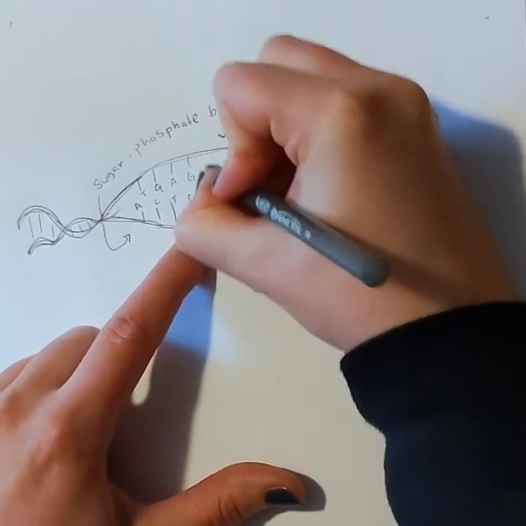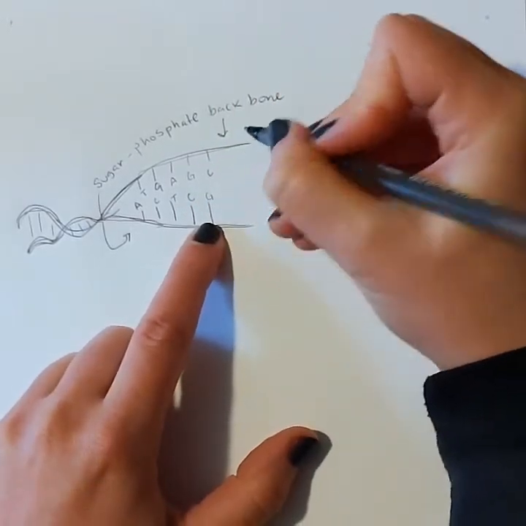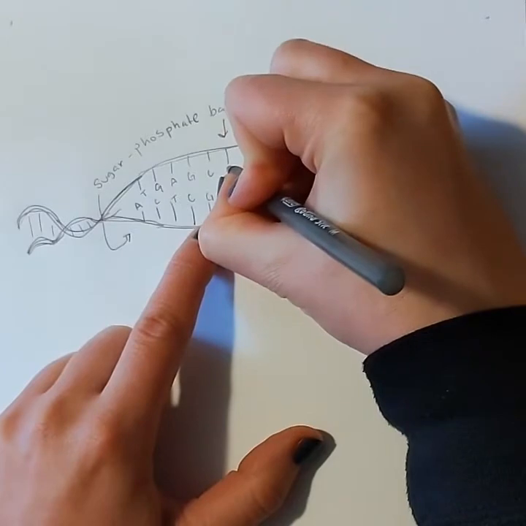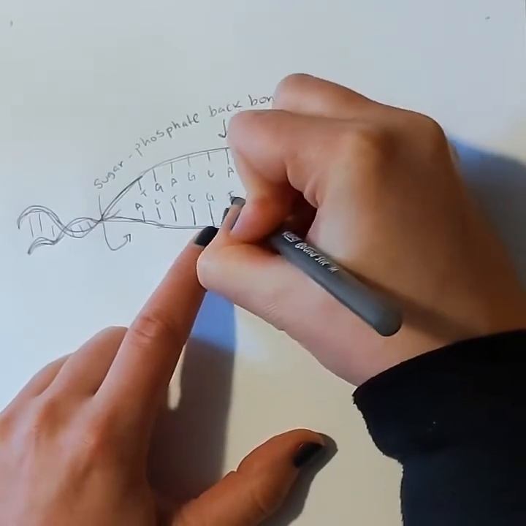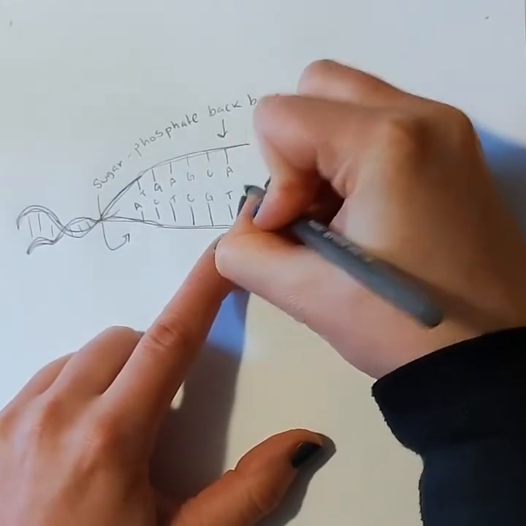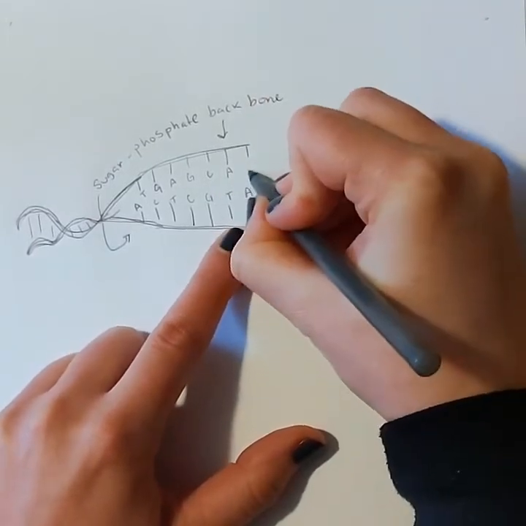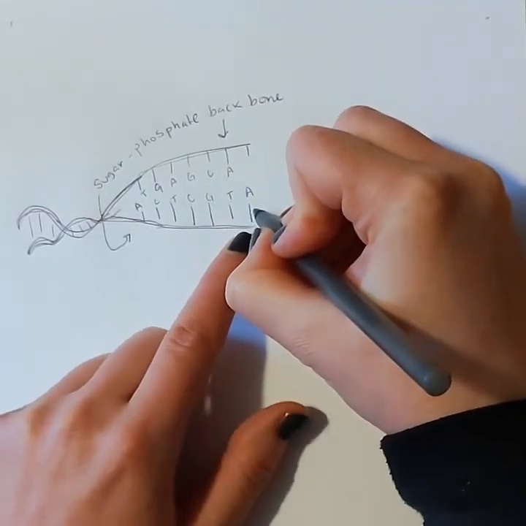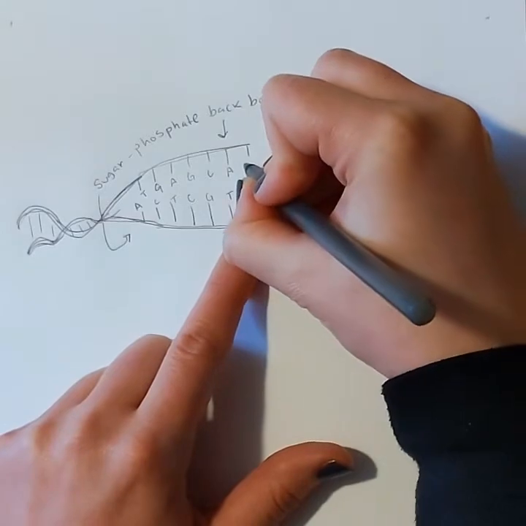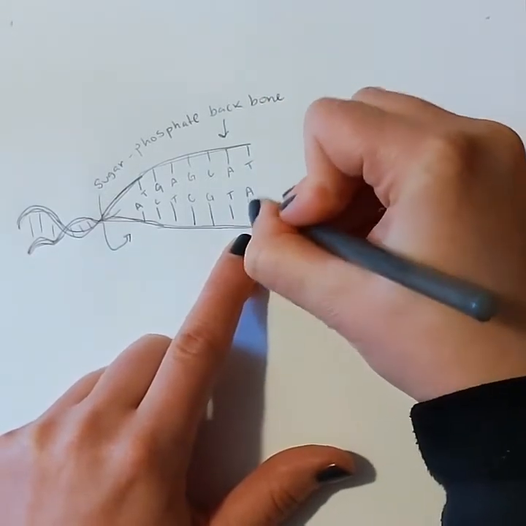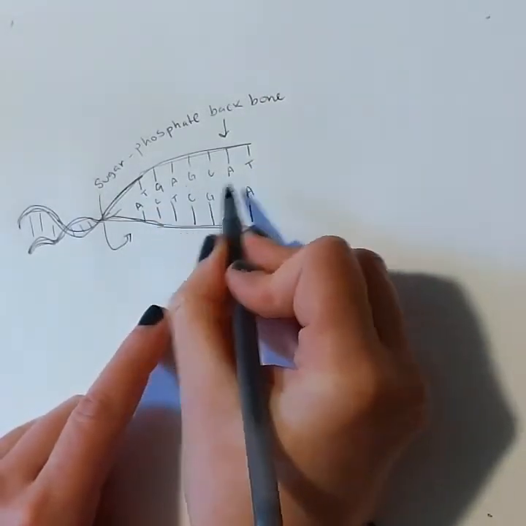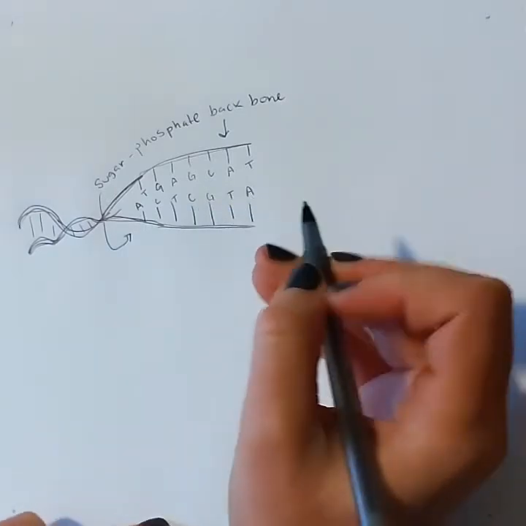Put a G here, which means I have to have a C on the other side. Put an A here, which means I have to have a T over here. That's our complementary base pairing. We always know what this nucleotide is going to be as long as we know what its other half is. So complementary base pairing allows me to figure out this strand based on this strand.